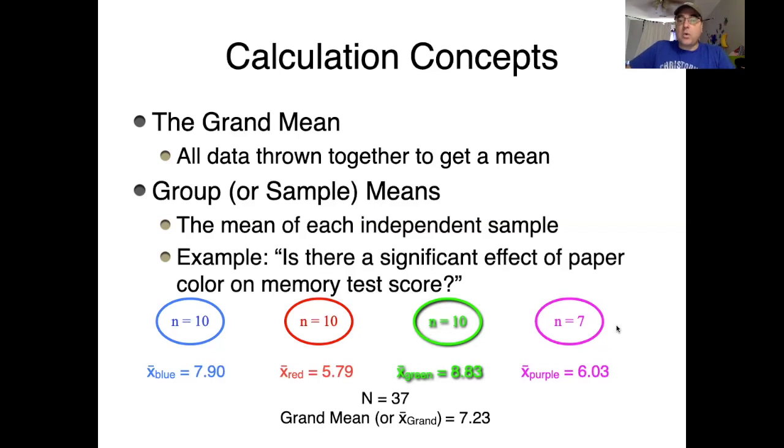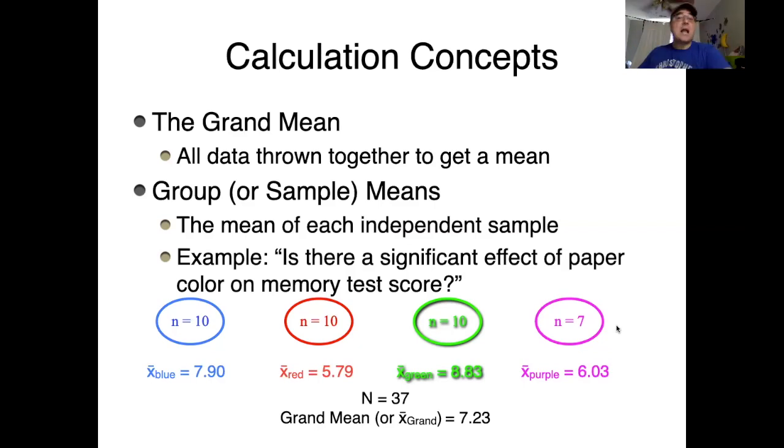Okay, you could score anywhere between 1 and 10 with fractions possible on this memory test, so that the 10 people who were taking blue paper got an average of 7.9 on the memory test. People on the red paper got an average of 5.79. People on the green paper got an average of 8.83, and people on the purple paper got an average of 6.03. That means that there were 37 people in this entire study, 10 in 3 groups and 7 in the last group, for a grand total of 37.